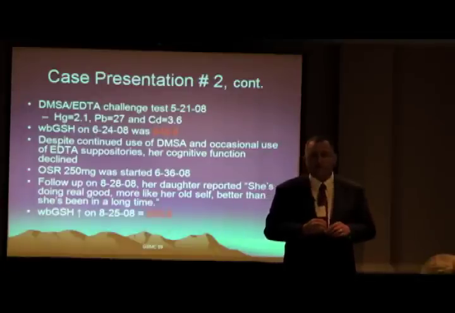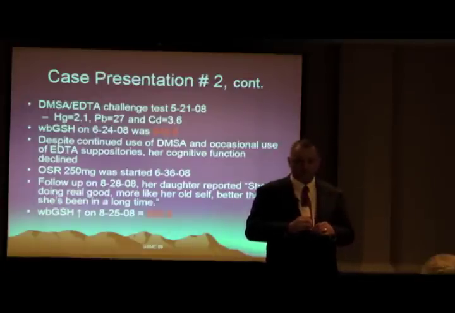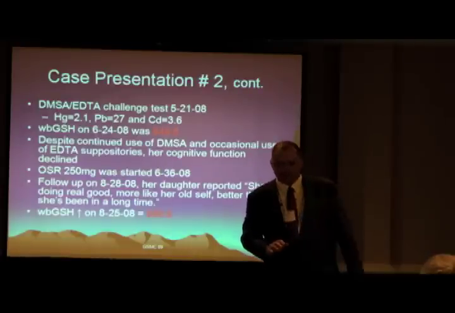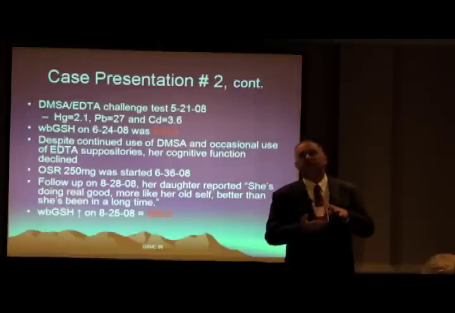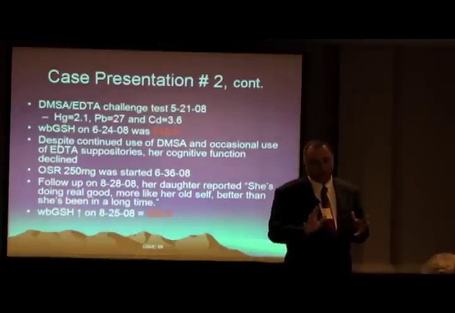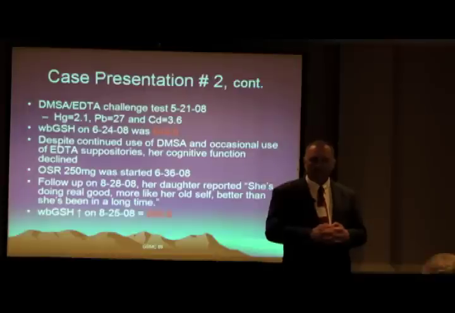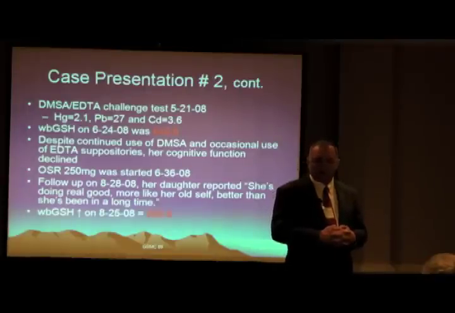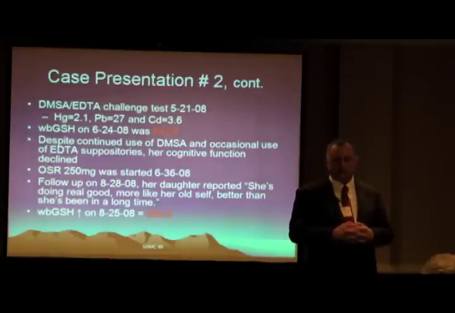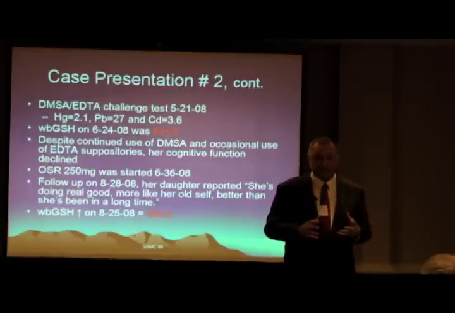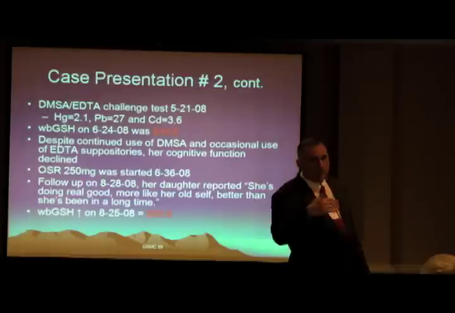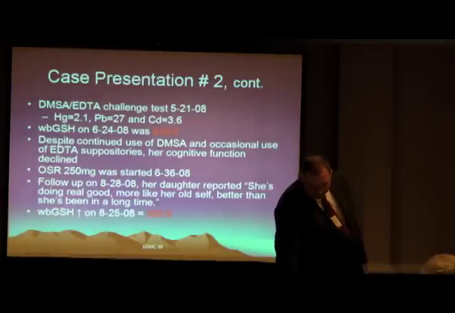OSR at 250 milligrams per day was started on 6/30/08. It's not 6/36; the month of June only had 30 days. Anyway, 30 days has September, April, June, and November. I have to go through that rhyme every time to remember, but I'm sure it wasn't 36. On follow-up two months later, on 8/28, her daughter reported she's doing really well, more like her old self, better than she's been in a long time. Her whole blood glutathione at that time was up to 888.8, up from 646.6. So a nice change that correlated really with her clinical status.